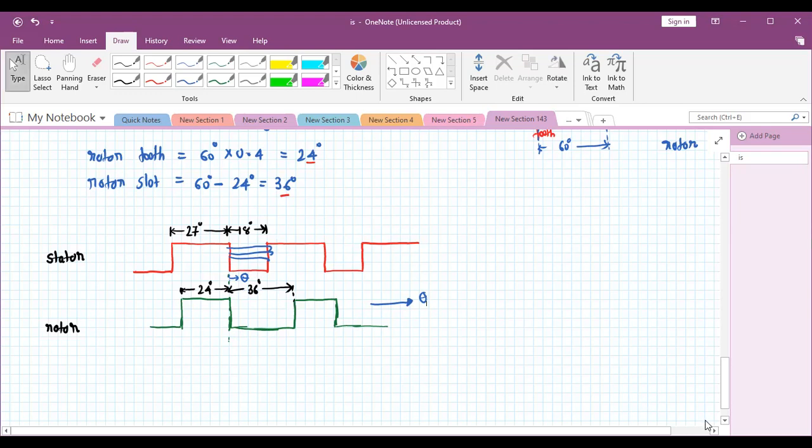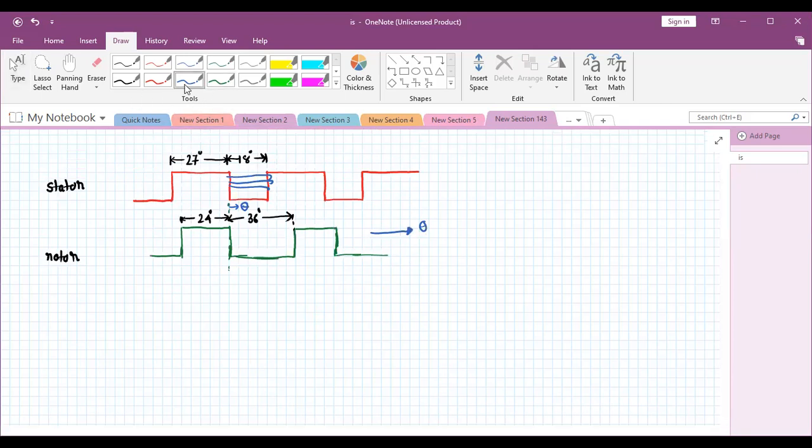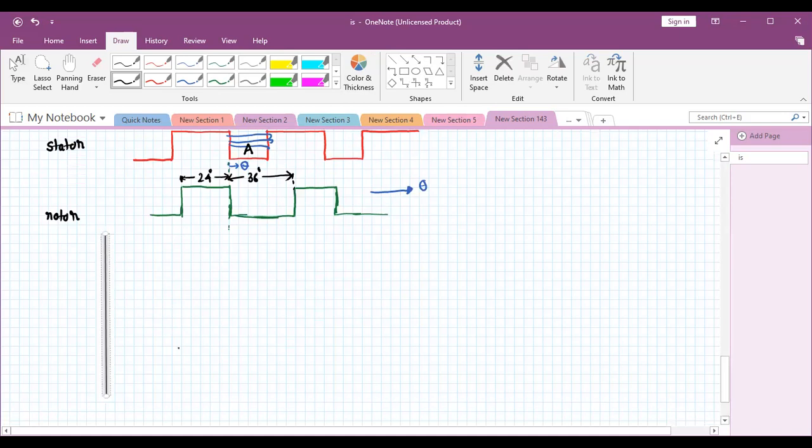Now we will plot the inductance of the winding for this. Consider we are doing it for phase A. Consider this is phase A. Now we will see how the inductance of the A phase will vary. Theta varies, and we are plotting the inductance L of the A phase.